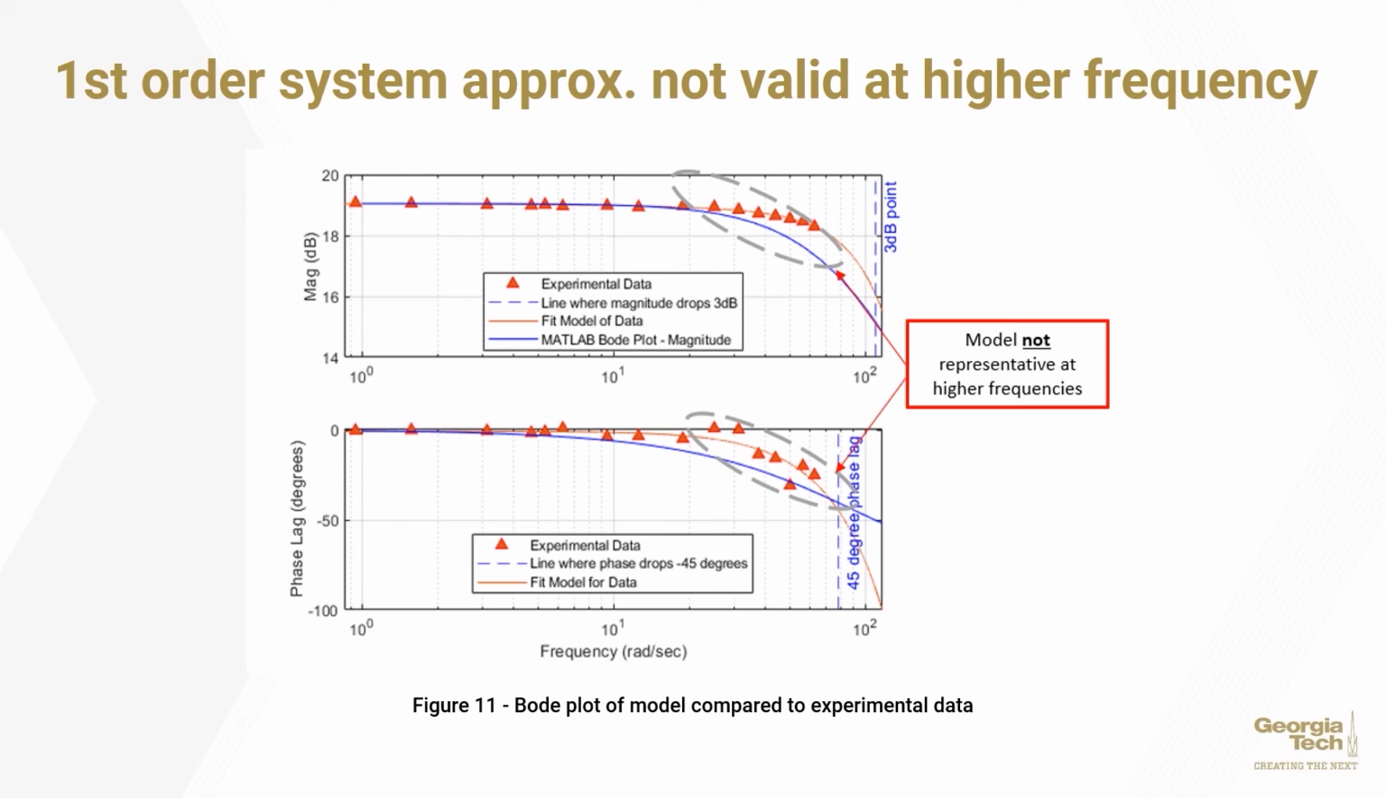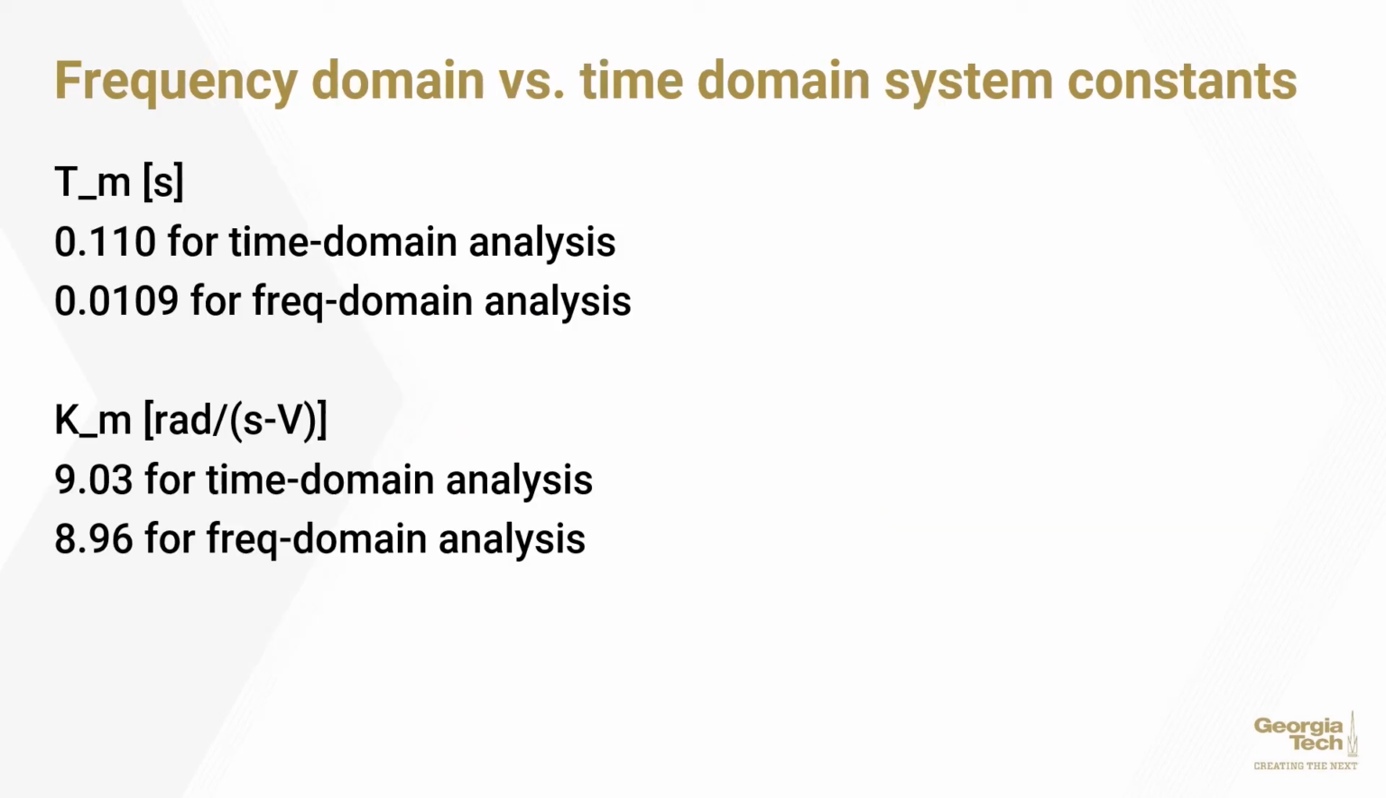In fact, our system model is a first order system, and the experimental data shows characteristics of a second order system, suggesting that inductance has become a factor, which was ignored in the derivation of our system. This is known because the phase lag reaches negative 90 degrees at the corner frequency. Here are the system constants that we found, both the time constant and the motor constant. There are some discrepancies in the time constant between frequency and time domain analysis, but for the motor constant, the frequency and time domain analyses yielded the same value, more or less.